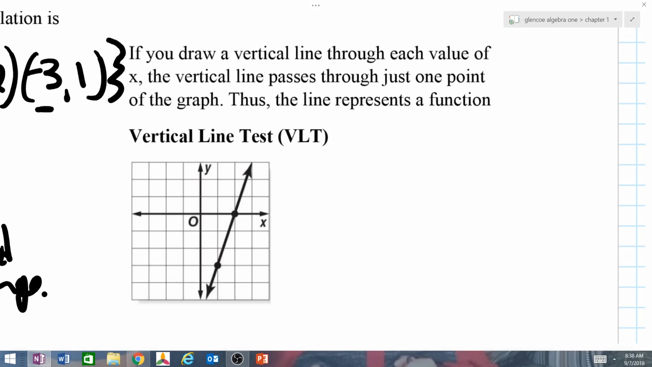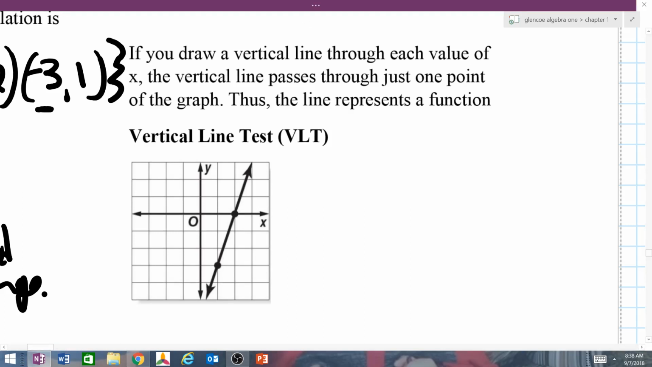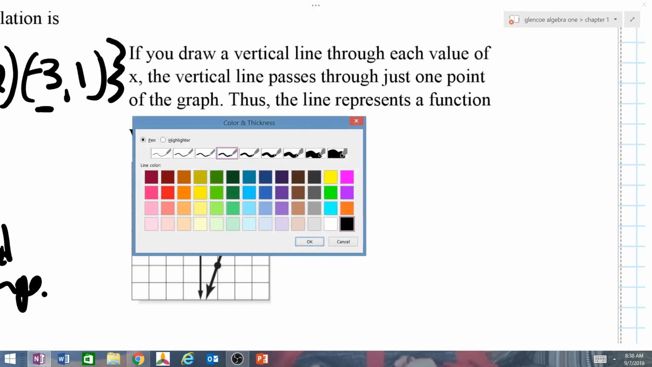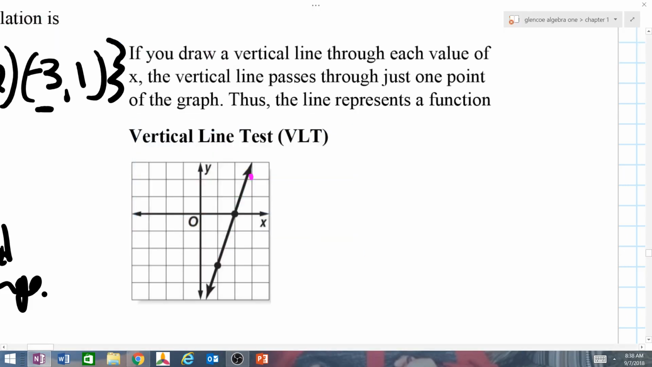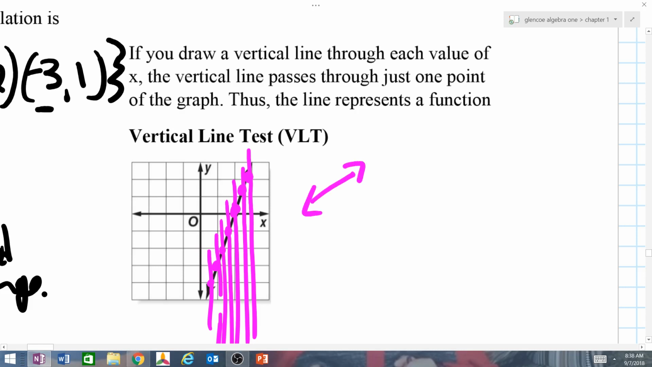To use the vertical line test, basically what you do is you draw a vertical line through all of the points. I'll show you what I mean. If you were to draw a line through here, it only hits the line one time. Your vertical line does not hit more than once. It's only hitting one point. Are you with me? So a line like this is yes, a function. A line like this is yes, a function.